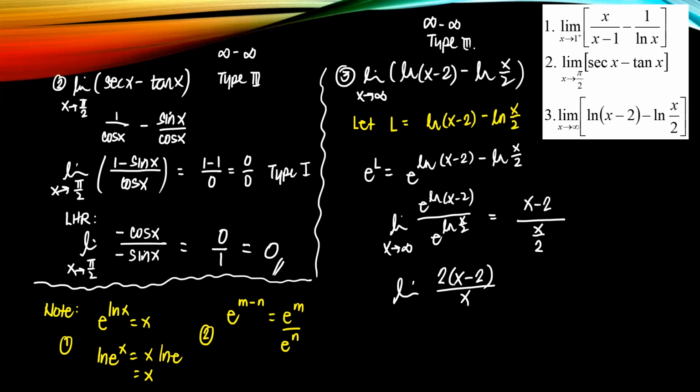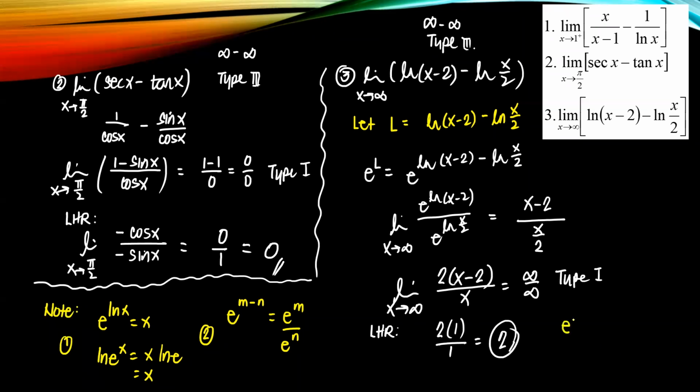as x approaches infinity is basically infinity over infinity. Now, this is type number 1. So from type 3 to type 1, we were able to do whatever we needed to do. LHR, I don't need the 2. Derivative of x is 1. Derivative of x is 1. What's the answer? 1. But then, guys, we transformed it. Diba? Let L be that one. What we solved for is e to the L.